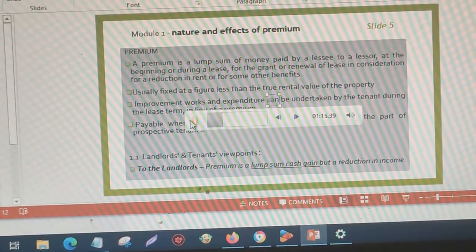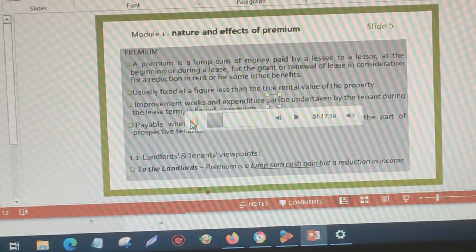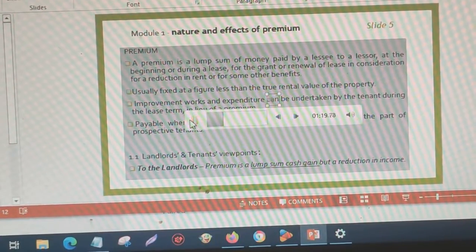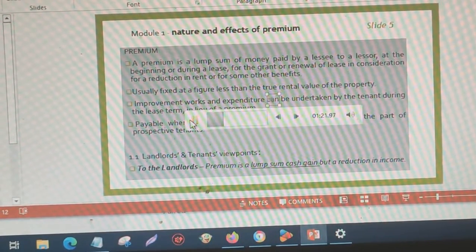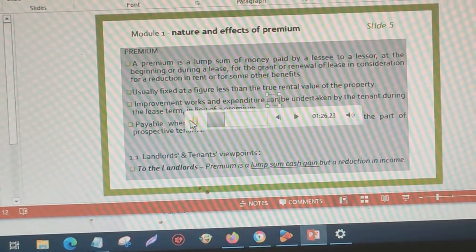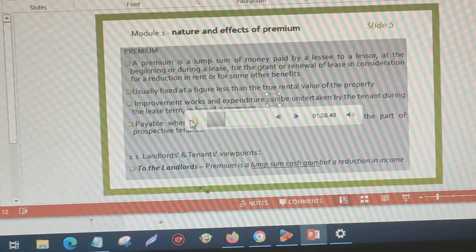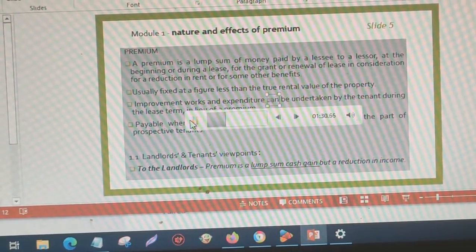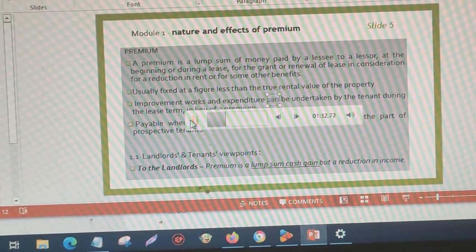Then slide 5 is where we are going to start from now, which is module 1. Slide 5 is module 1, and module 1 is going to talk about nature and effects of premium. So we start from slide 5.